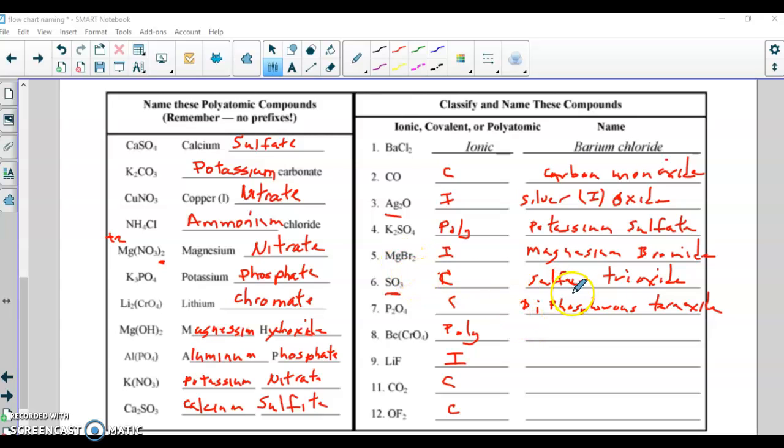So this one was sulfur trioxide. This one would be diphosphorus tetraoxide. This is polyatomic, so this is beryllium chromate. This is lithium fluoride. It's ionically bonded. Covalently bonded, this is carbon dioxide. And of course, this is oxygen and fluorine combined, so it's covalent. There's 2 fluorines, so this is oxygen difluoride. All right, and that's more than enough time on this thing.